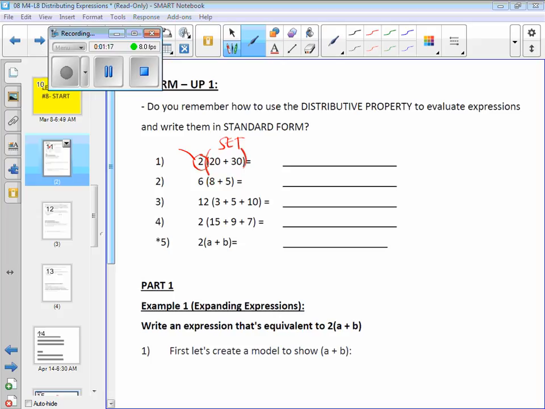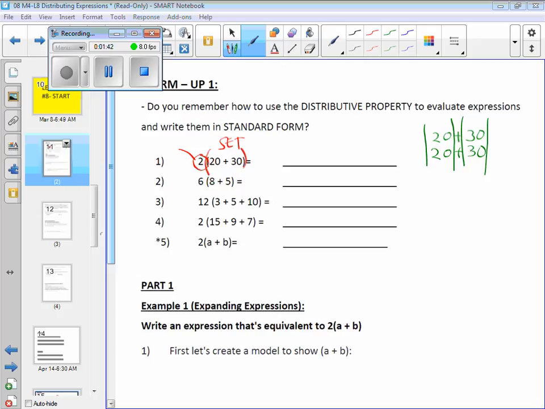I'm going to put it off to the side. That's one set of 20 plus 30. And here's like a photocopy, another set. Make sense so far? Yes or no? We're good? All I did is just made a photocopy of it. There's 2 copies of it. Put like little boxes this way. We're going to add up.